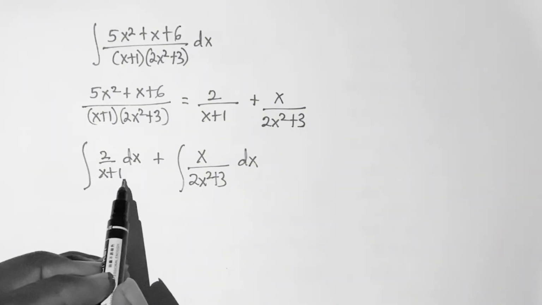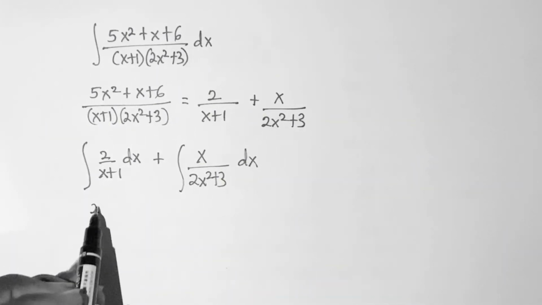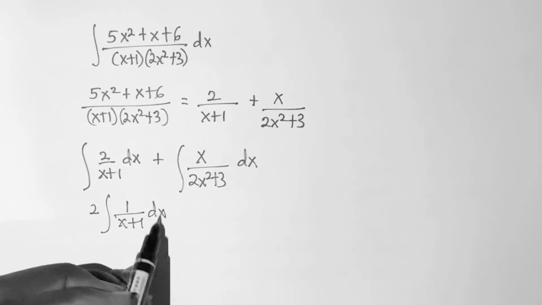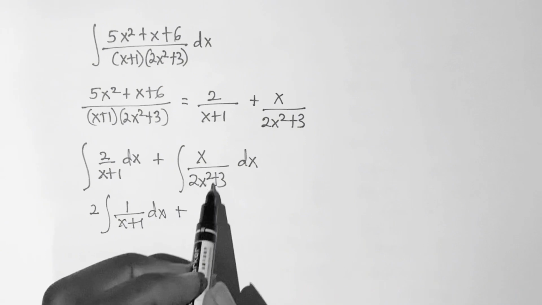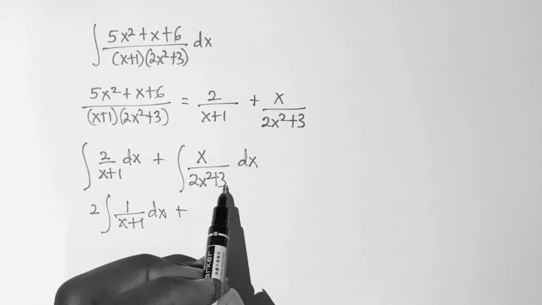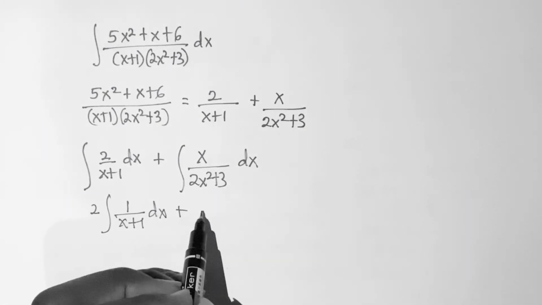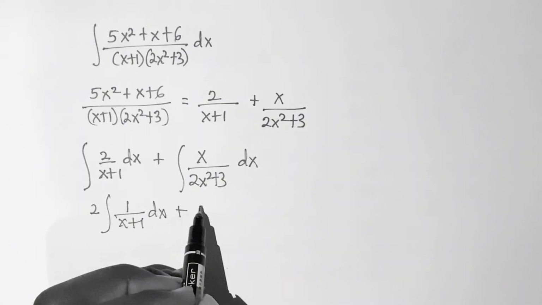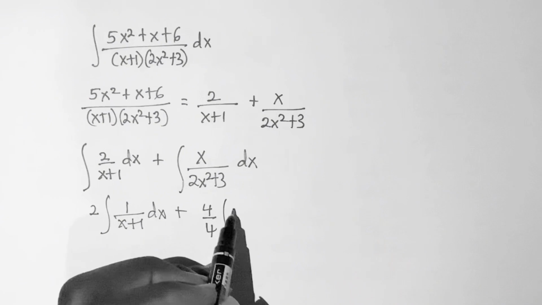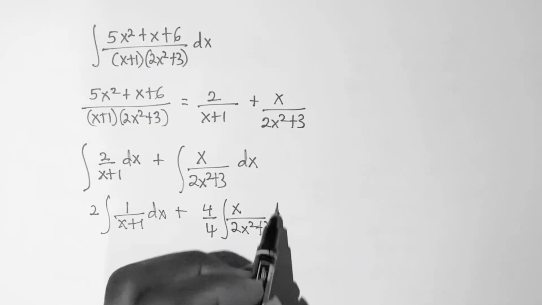If we differentiate the denominator here, we will get 1. So therefore, let's pull the 2 out so that we'll get 2 times the integral of 1 divided by x plus 1 dx plus, now if we differentiate 2x squared plus 3, we are going to get 4x, but the numerator is only x. So what we will do is multiply through by 4 divided by 4. So 4 divided by 4 times the integral of x divided by 2x squared plus 3 dx.